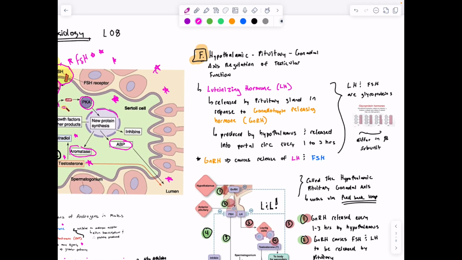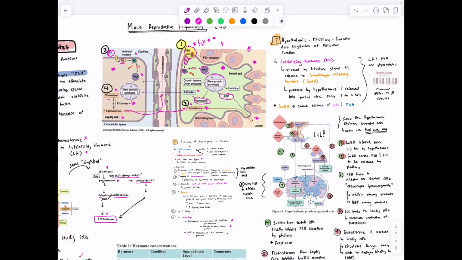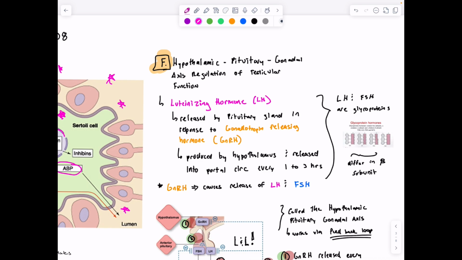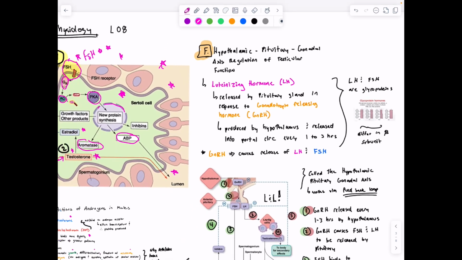All right, so then a follicle is something that eventually contains the cells that are going to eventually become gametes. All right, so then how is this actually controlled?